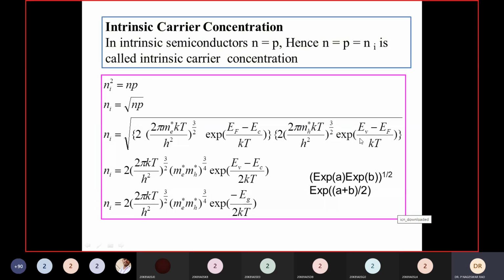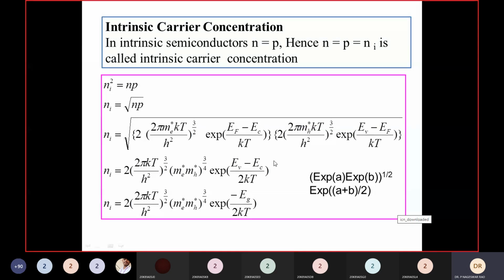Okay, so here both are multiplication, e power something into e power a into e power b, so we can write e power a plus b. If you apply that formula and simplify it, Ef gets cancelled, so the remaining term is Ev minus Ec by 2kT. So after simplifying, Ev minus Ec by kT will be there, and the root will be there, meaning whole power 1 by 2.